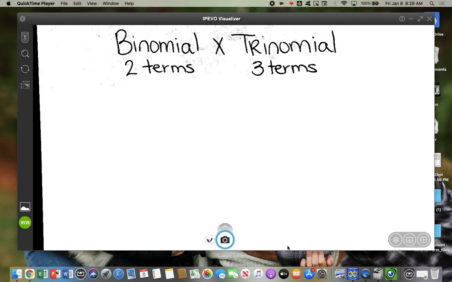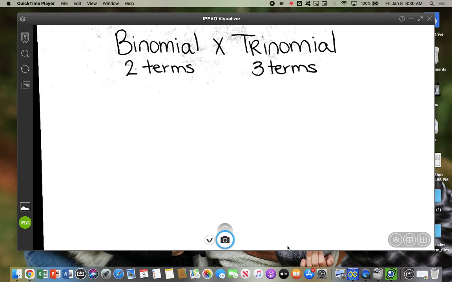So for today, if we are taking a binomial that is 2 terms and multiplying it to a trinomial that's 3 terms, we're going to distribute. So if you are distributing, you're multiplying. So if you have 2 terms times 3 terms, how many terms are we going to have once you distribute? 6, because it's 2 times 3.